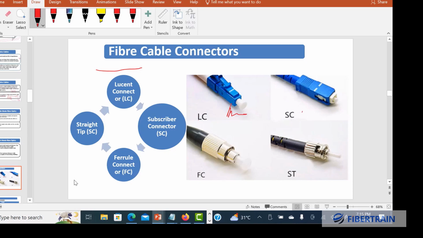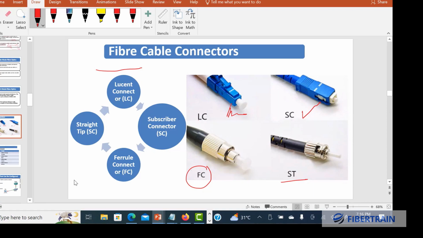And here we have the SC connector. Look at the shape; it's called the subscriber connector. That is SC. And here we have the FC connector, and FC is what? Ferrule connector. And the last one here is the ST connector, which stands for what? Straight tip connector. These are not the only types of fiber connectors, but these are the most widely used fiber optics connectors. So those are fiber connectors.